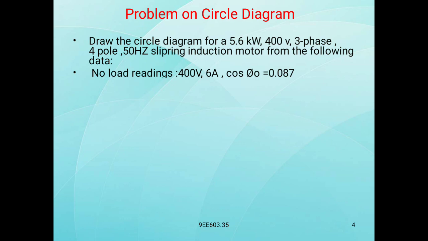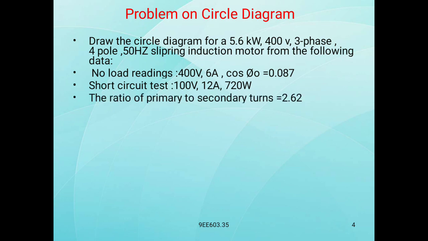No load readings: it is open circuited, voltage 400 volts, 6 amps, cos phi naught is 0.087 lagging power factor. Short circuit test: 100 volts, 12 amps, 720 watts. This is the no load and short circuit test, that means a blocked rotor test.